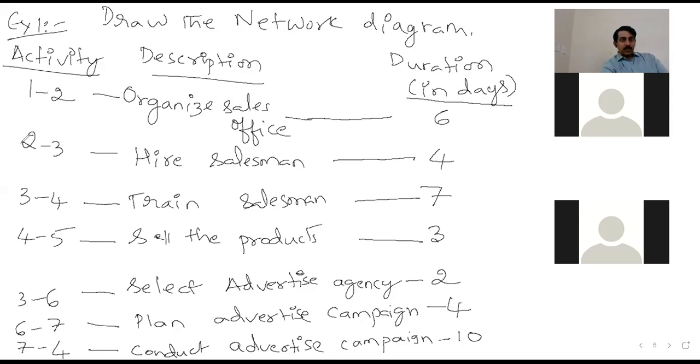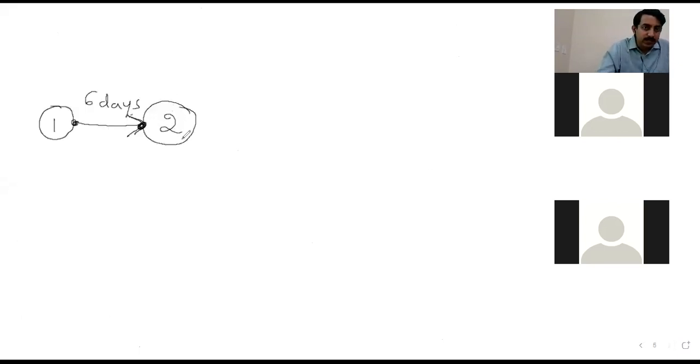So 2-3. So we have 2-3 activity. It is hiring salesman, and it is like 4 days of time. Okay. So 2-3. Now 2-3 starts on the 6th day. This is called as a node.